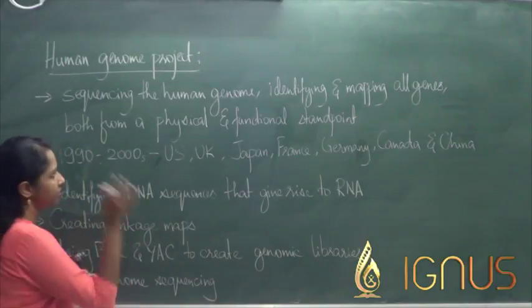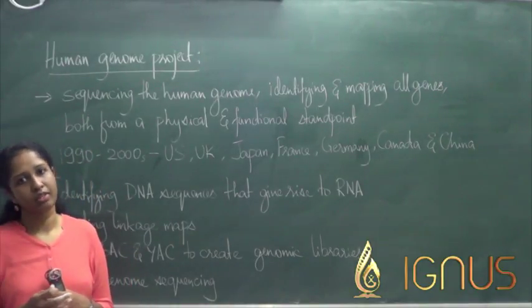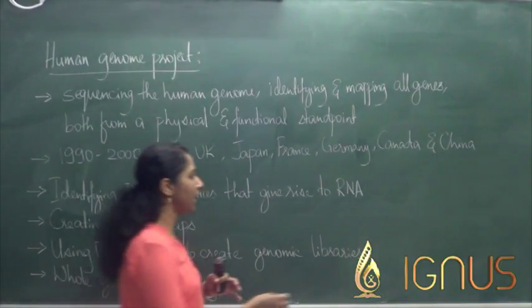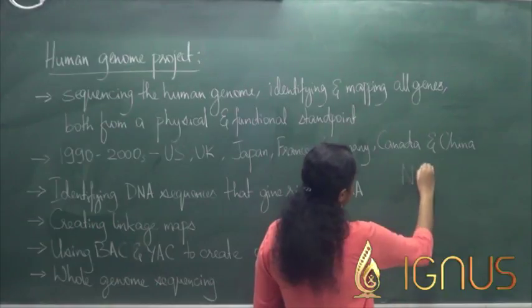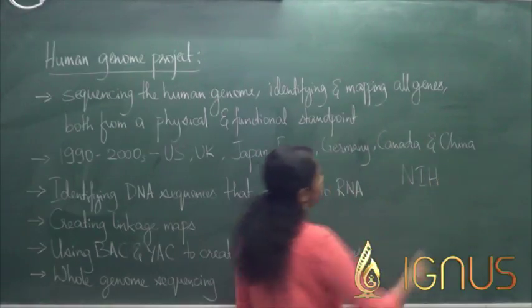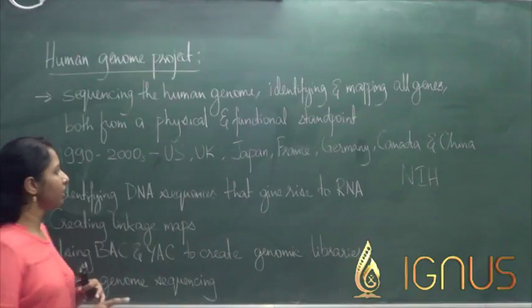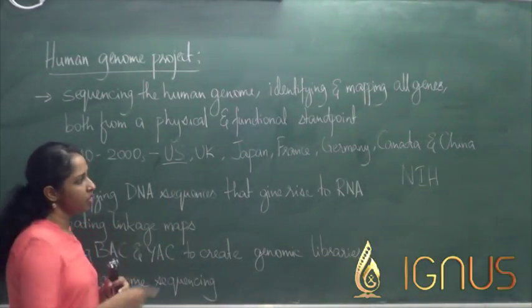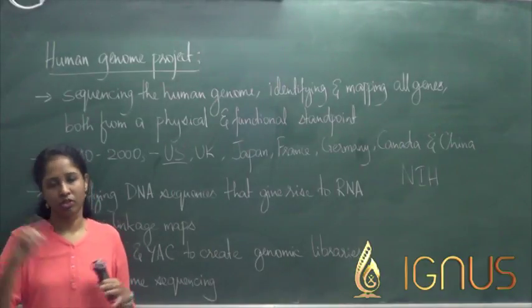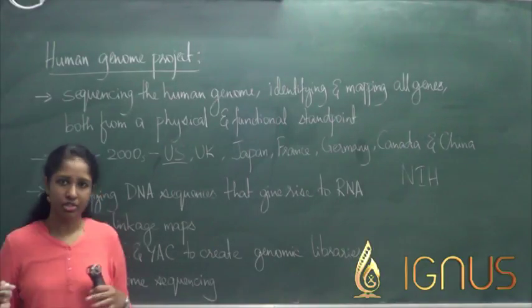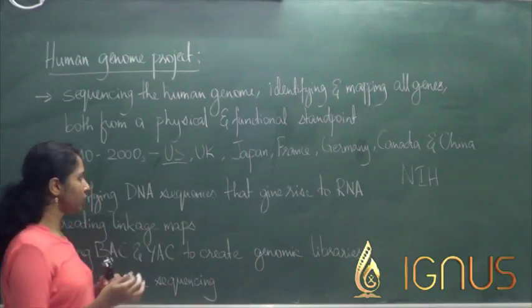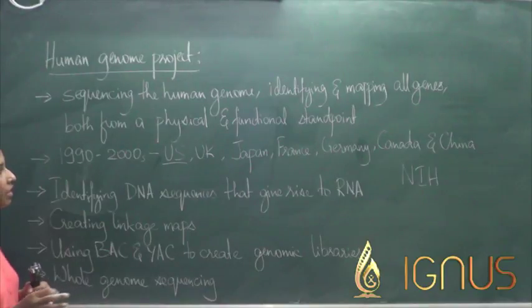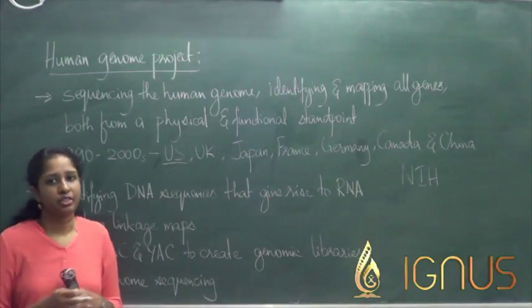The funding for all of these experiments that were conducted majorly came from the National Institute of Health, or NIH. So NIH is the National Institute of Health, which is present in the US. So the major funding agency was NIH from the US, but there were also other funding agencies from different countries which funded this project. Now, over the entirety of the project, there were certain methodologies that were used.